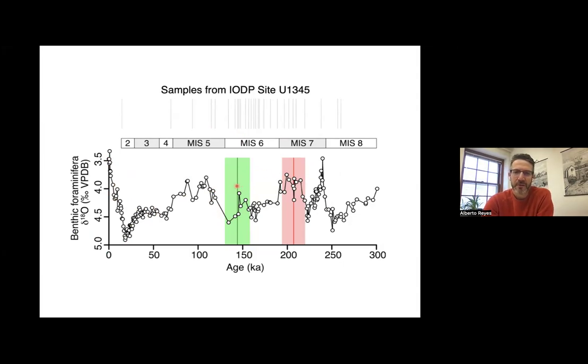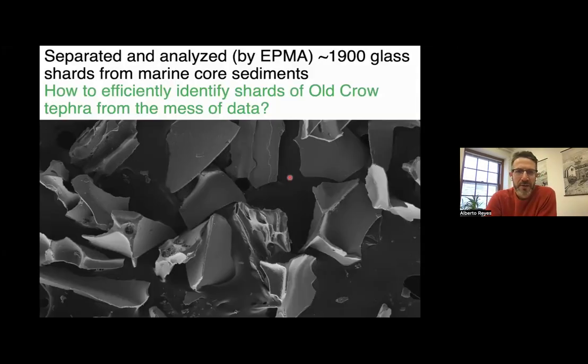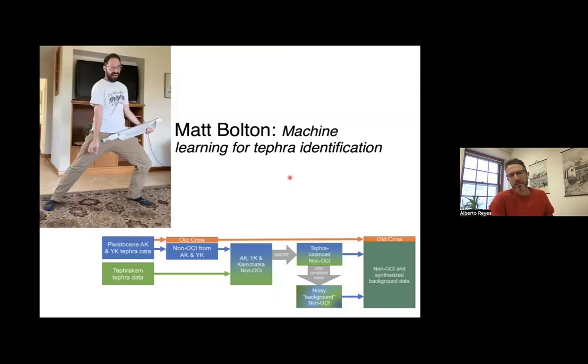Here is the fission track age for Old Crow tephra, and these are the new uranium-based ages. One of the problems was, we separated about 2,000 glass shards from the marine core sediments that Mia Cook provided us, and we needed a way to efficiently identify the shards of Old Crow tephra from a really heterogeneous mix of glasses that are being eroded from the landscape. And Matt Bolton, who's doing a PhD with Britta Jensen, wrote a really great bit of code to do some machine learning identification, basically to pick out Old Crow tephra versus not Old Crow tephra. And we're working with Matt right now to expand the utility of that tool.